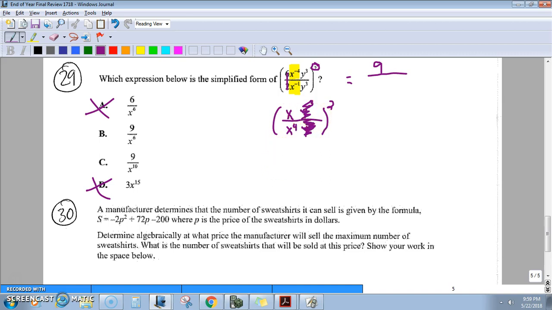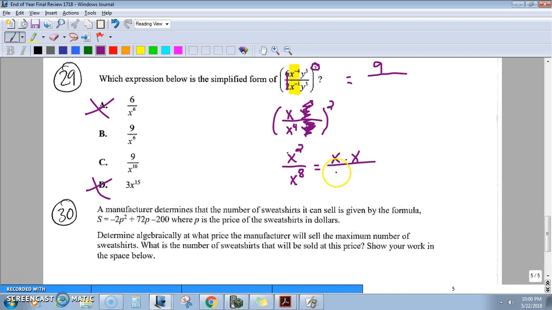Now, remember, if I'm squaring a fraction, I'm just squaring the numerator, so it's going to be x squared. And I'm squaring the denominator, so x to the 4th times x to the 4th would be x to the 8th. If I expanded that, there is a rule: you subtract the denominator exponent from the numerator exponent. But if you don't remember the rule, just expand it.